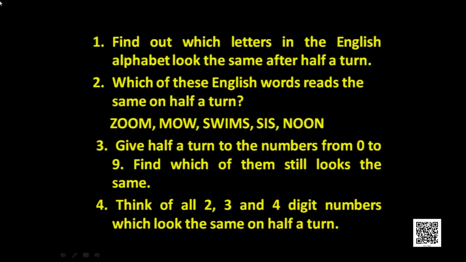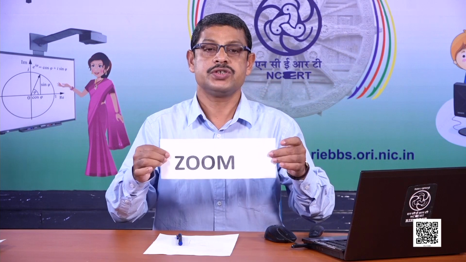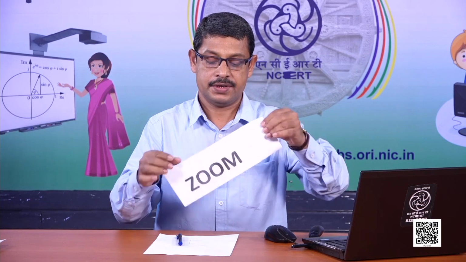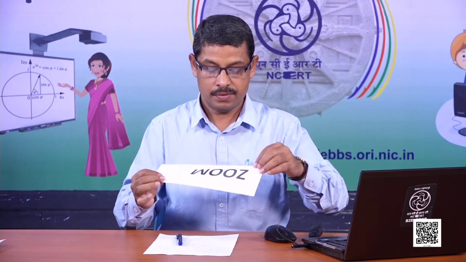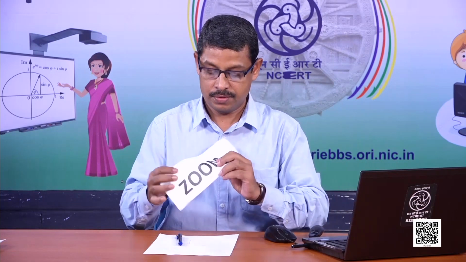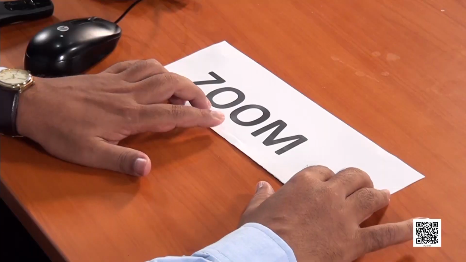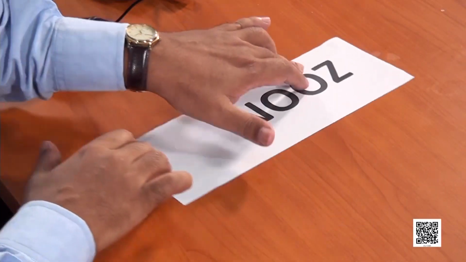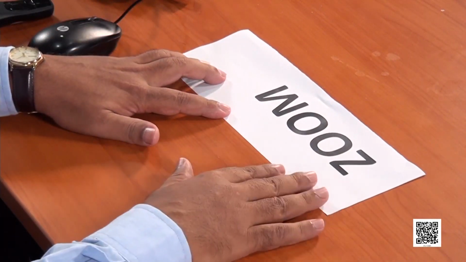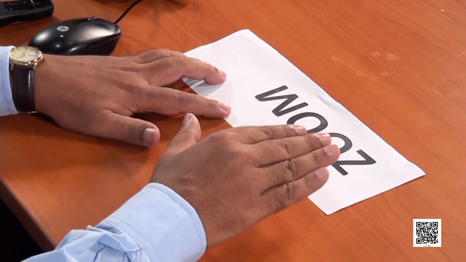Now question number 2. Which of these English words reads the same on half a turn? Zoom. You take. This is the word zoom. I am turning it half now. Here you see on the table I am doing it. I am turning it half. Does it look same? No. Zoom doesn't look same on half a turn.